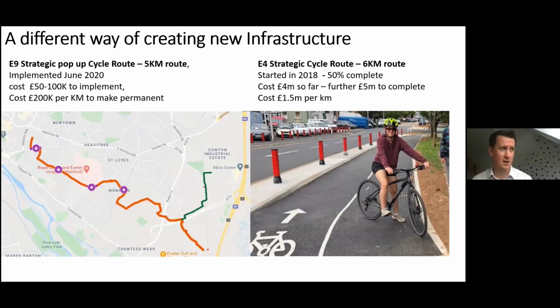I could have put things like the Tarka Trail, the Exe Estuary Trail, Drake's Trail, as similar examples, but these high quality new routes take many years to do. The Exeter example, we started it in 2018. We've spent a reasonable chunk of money so far. We're only about 50% of the way through, and delivering new high quality infrastructure that's separate from vehicles is costing around 1.5 million a kilometre, and as a result, taking much longer to deliver. So I think the reallocation is a new tool or a different way of doing things.